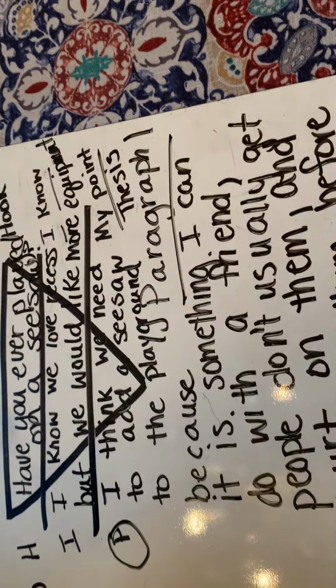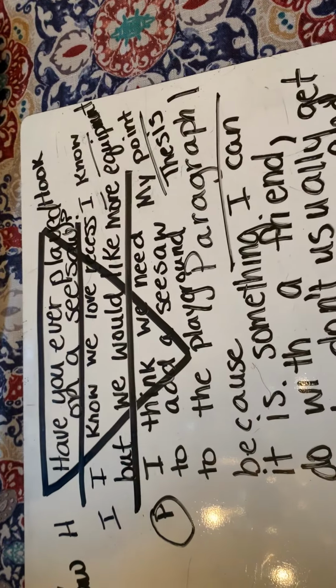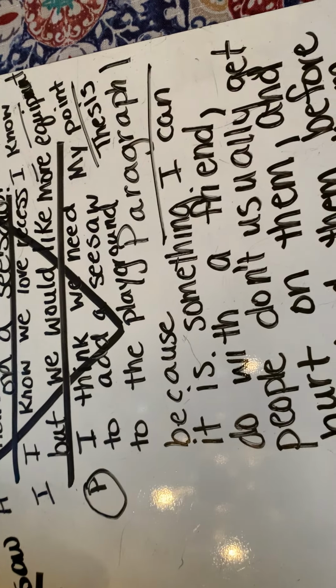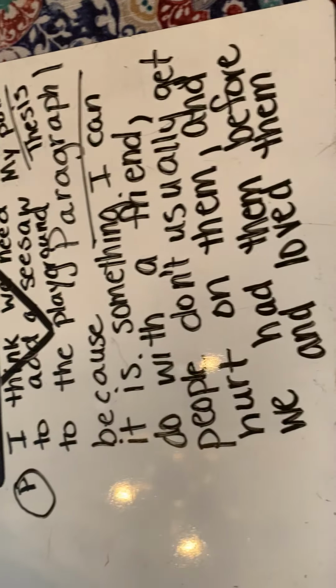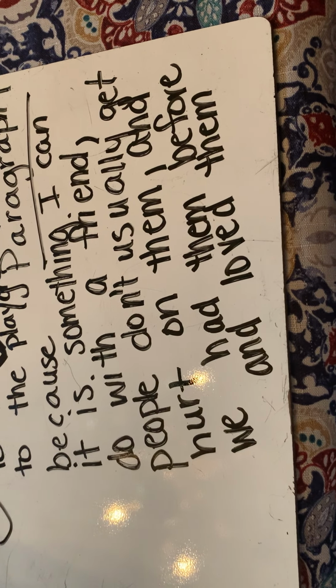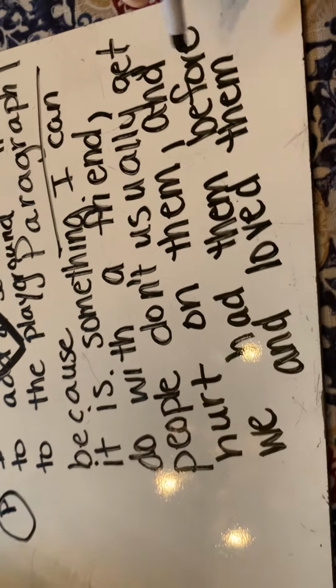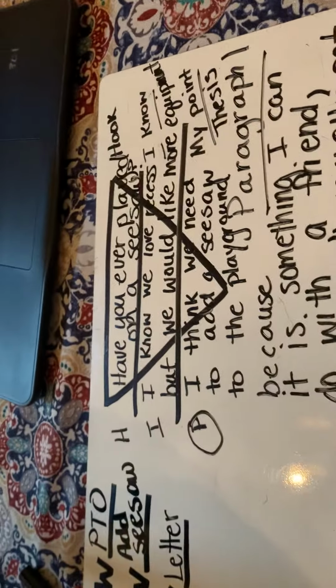Okay, so have you ever played on a seesaw? I know we love recess, but we would like more equipment. I think we need to add a seesaw to the playground because it is something I can do with a friend. People usually don't get hurt on them, and we had them before and loved them. So we're going to take these 3 sentences, 1, 2, 3, and we're going to turn them into the first paragraph of our writing.